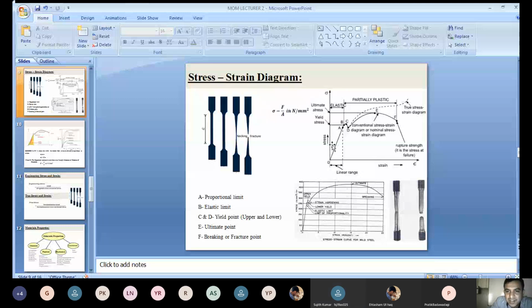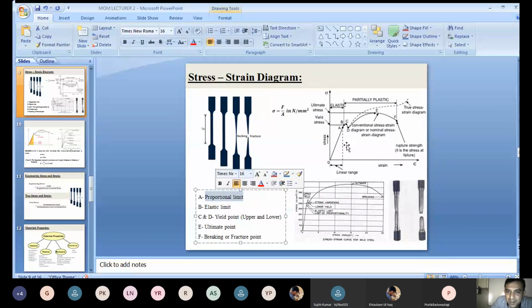Yes, it is a straight line. Up to what limit? Up to point A, you will get a straight line. That point A is called the proportional limit. Stress is linearly proportional to strain. If you increase the load again, from A to B it is also a straight line only. But point B we call the elastic limit.